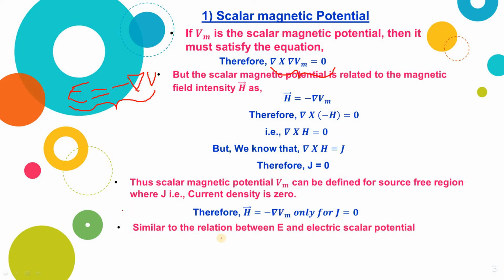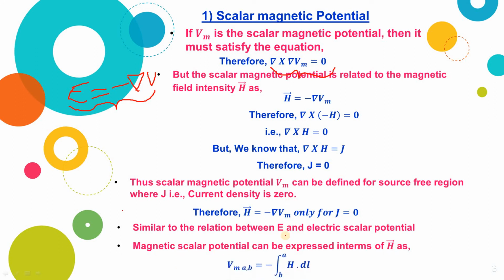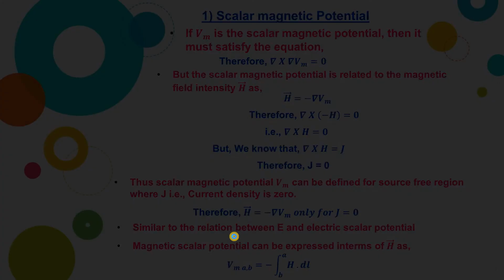Similar to the relationship E is equal to minus del V that I told you, we expressed this equation in terms of the magnetic scalar potential. From this we can obtain V is equal to minus the integral from B to A of H dot dl. So this also we can represent in terms of H.